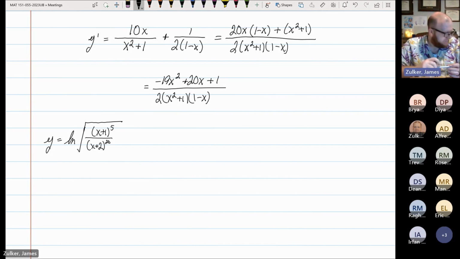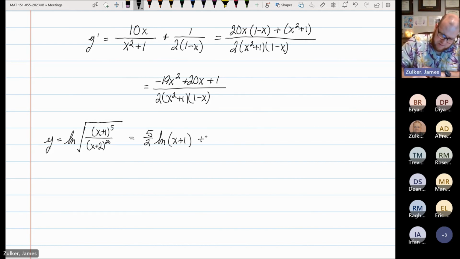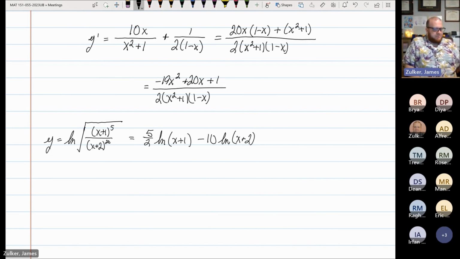Right? Again, you could try and just use the log rule. But that inside function is a bit messy, isn't it? We can greatly simplify this. Rewrite it using laws of logarithms.